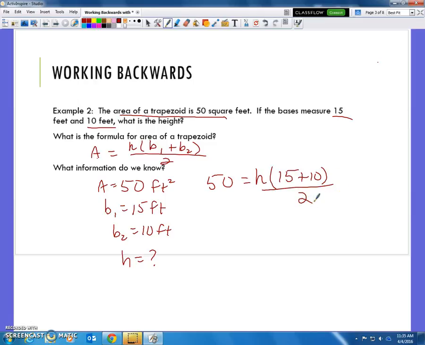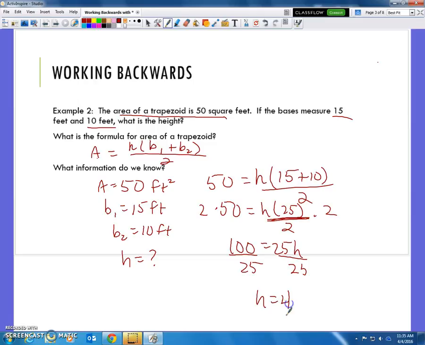Okay, ooh, this is a hard problem. 50 equals the height times 25 over 2. Well, if I want to get the height all by itself, I see this is divided by 2. I'm going to multiply both sides by 2. 100 equals 25h. And then I divide both sides by 25, and I know that h equals 4. And I know we're talking about feet, so I'm going to say 4 feet. All right, so we're just solving equations today using the information that we already know.